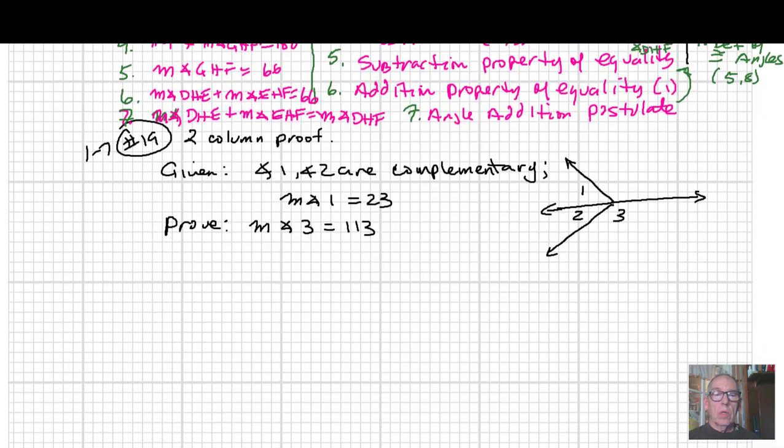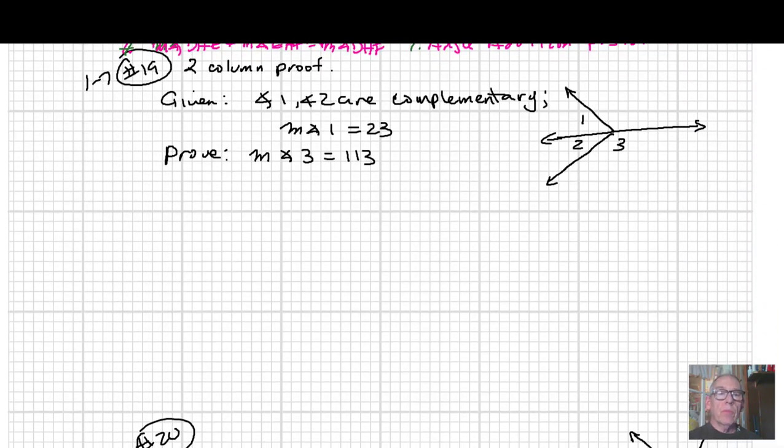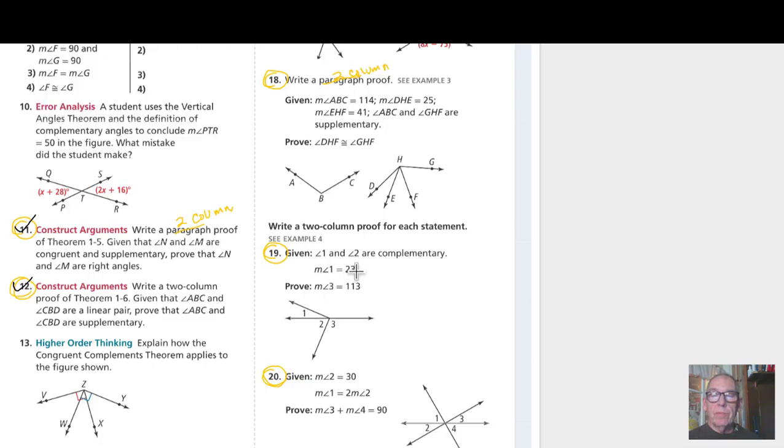Okay, let's look at the problems. Number 19, write a 2-column proof. This goes along with example 4. Angle 1 and angle 2 are complementary. Angle 1 is 23 degrees. If angle 1 and angle 2 are complementary, then that means that angle 1 and angle 2 together make 90 degrees. And we'll see what else goes on with that.